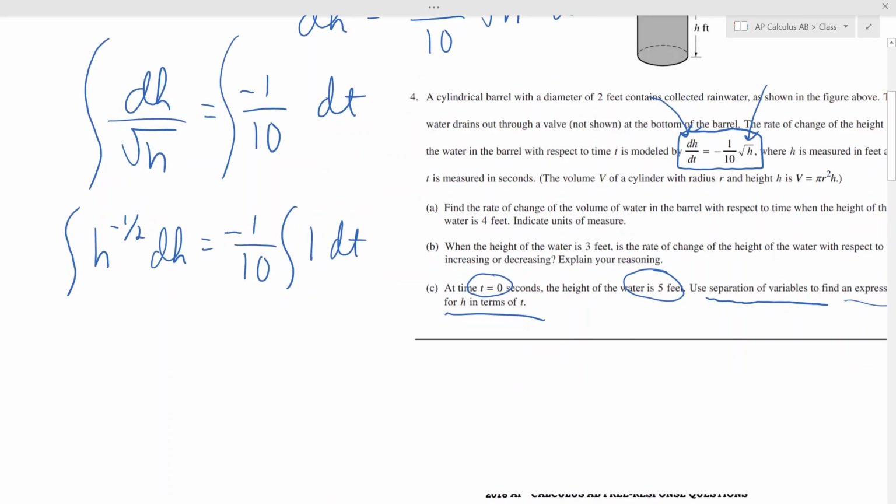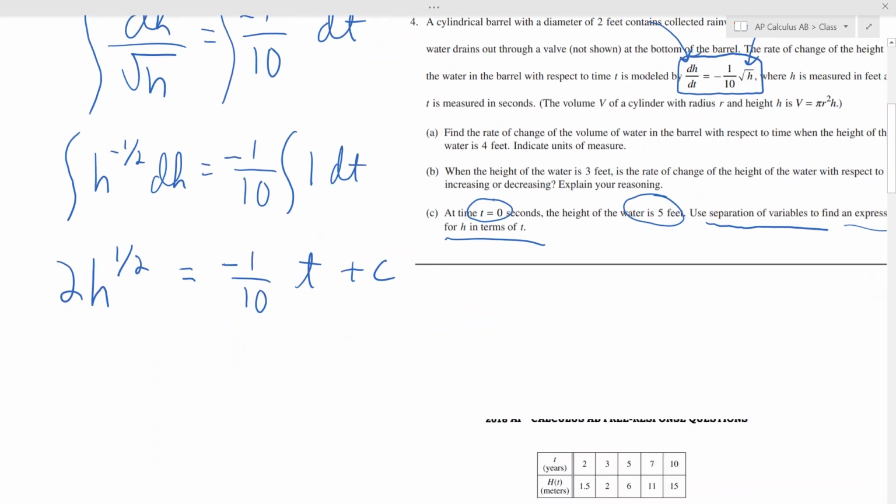All right, and then you just evaluate each integral. So the integral of h to the negative 1/2 is h to the positive 1/2 times 2 equals, and we don't put a plus c on the dependent variable side, okay? We just need 1 plus c, and we always put it on the independent side. This becomes negative 1/10 t plus c.